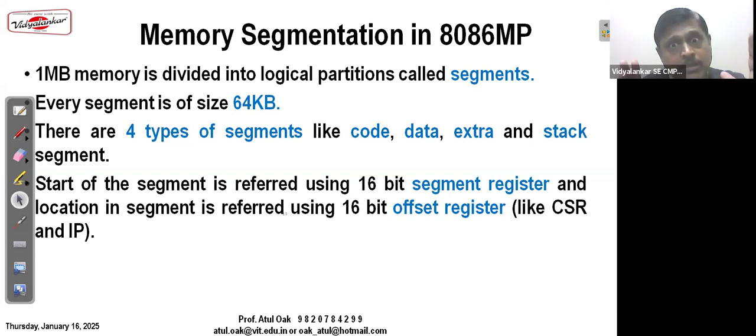ओके, दैट मीन्स instead of looking on 1 MB, you are only looking on 64 KB, which is a small part, which is more efficient. That's why we do memory segmentation. So you are only focused on a small part of the memory. आपको 1 MB memory देखने की जरूरत नहीं है.